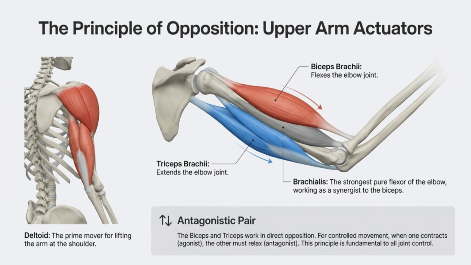In direct opposition, the triceps brachii extends the joint. This relationship represents an antagonistic pair. For controlled movement, when one contracts, the other must relax, a principle fundamental to all joint control.